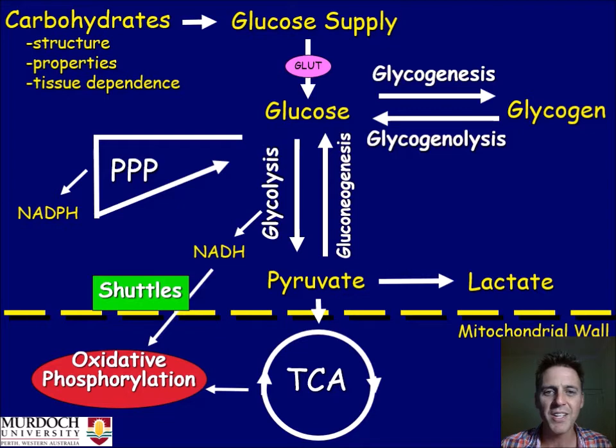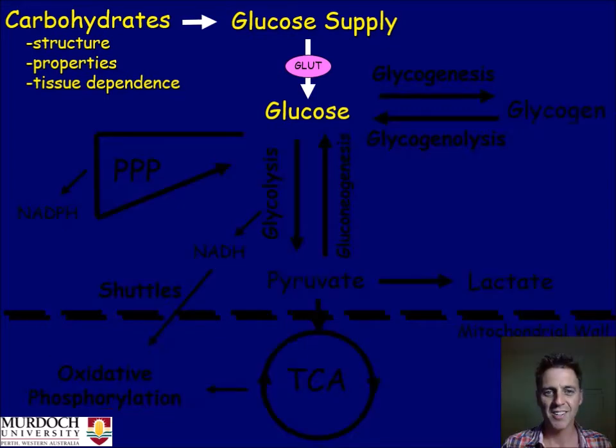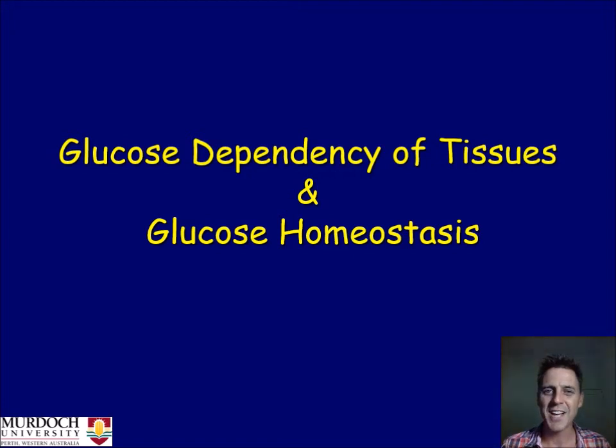And now we need to move on and focus on this bit here, which deals with both the glucose dependence of tissues, but also how we actually supply glucose to those tissues via facilitated passive diffusion, facilitated by our GLUT transporters. Okay, so let's start by looking at the glucose dependency of tissues and how we maintain glucose homeostasis.